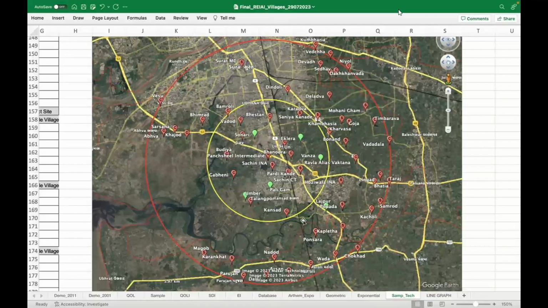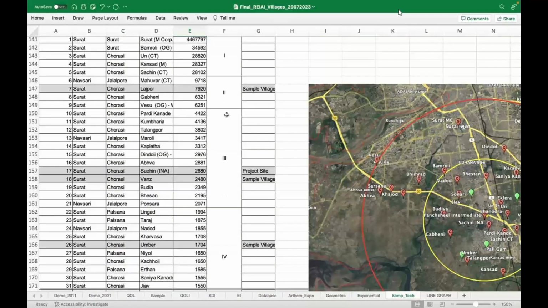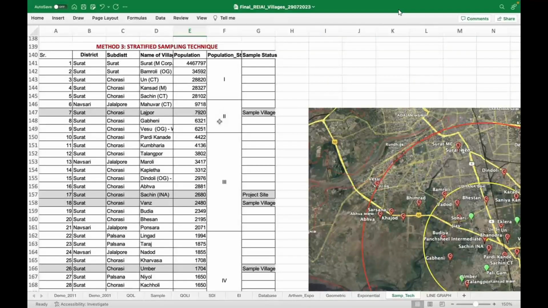If in my project area it is totally scheduled tribe population, then you create one more population data and calculate the percentage of scheduled tribe. Again, then you make a data. Then it will be a multi-stratified sampling because you have selected 2 data.